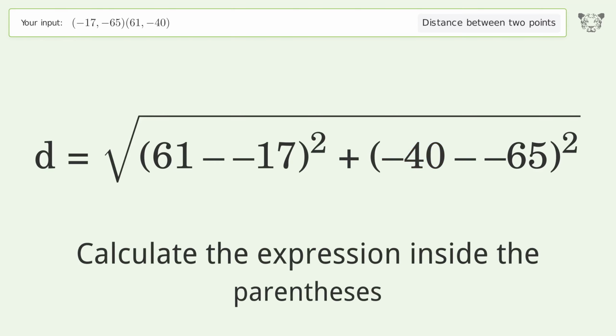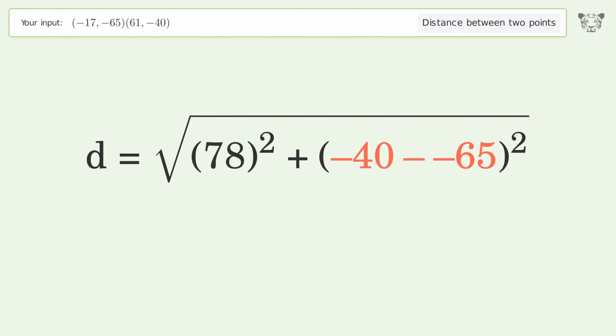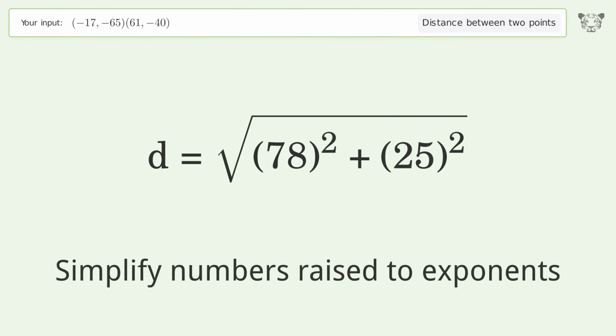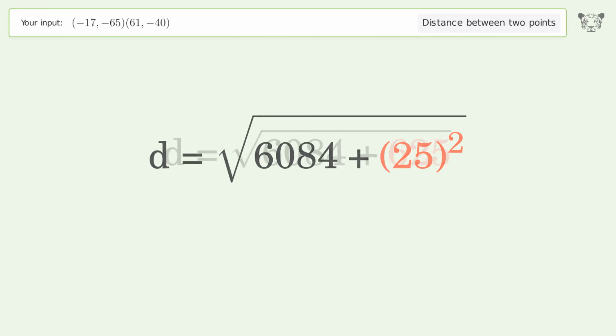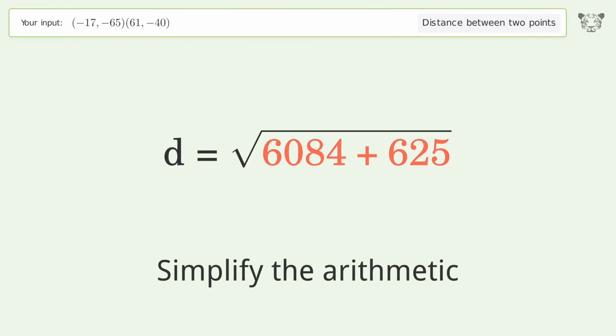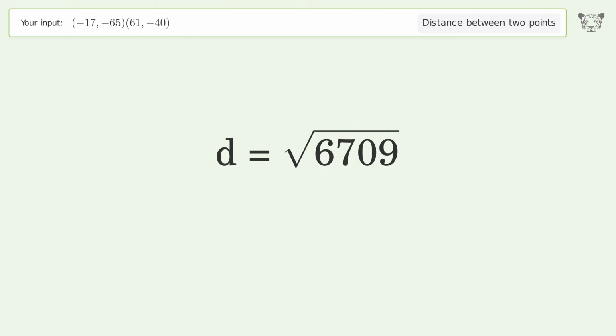Calculate the expression inside the parentheses. Simplify numbers raised to exponents. Simplify the arithmetic. And so the distance between the 2 points is the square root of 6,709, or 81.908.